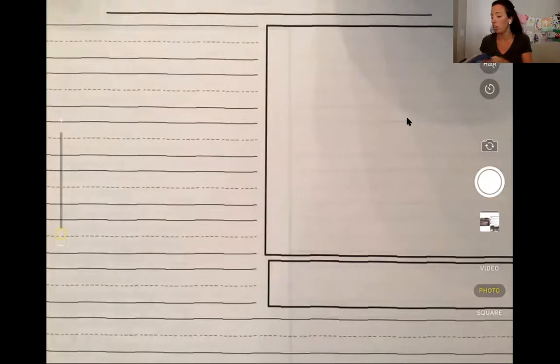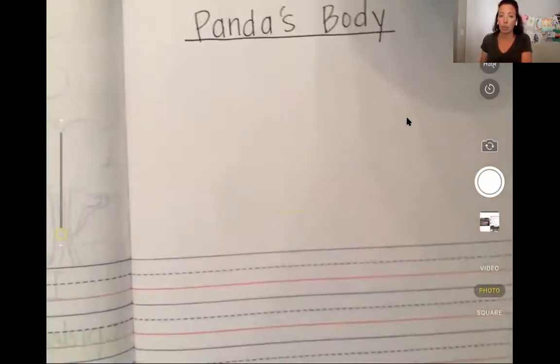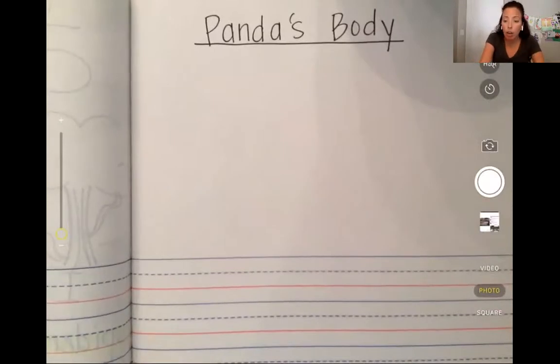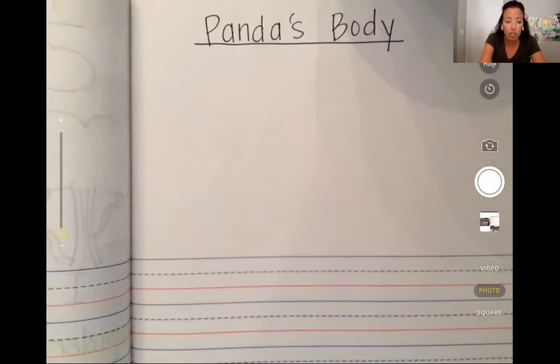The other choice is to write in your journal, your notebook. So that's what I'm going to do today because everybody might not have this paper. So I'm going to write in my primary journal. And I just wrote at the top, panda's body. Now, I have to make sure that I cite my sources, that I tell where I got my information from. So I think before I write, I'm going to do that just so that I don't forget.